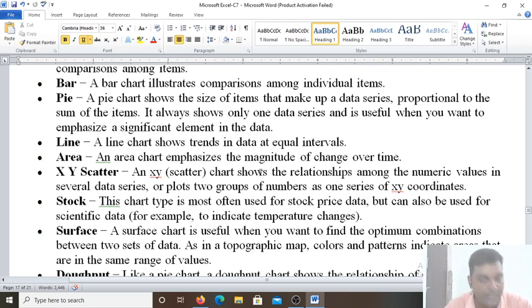It emphasizes the magnitude, that is the volume of change over a time. By showing the sum of the plotted values, an area chart also displays the relationship of parts to a whole.